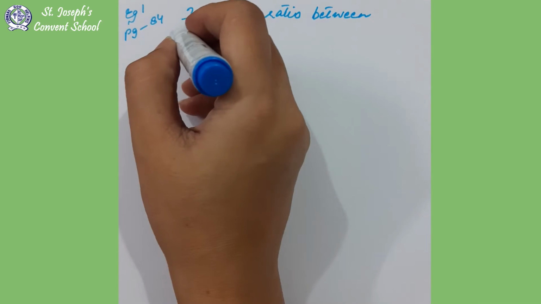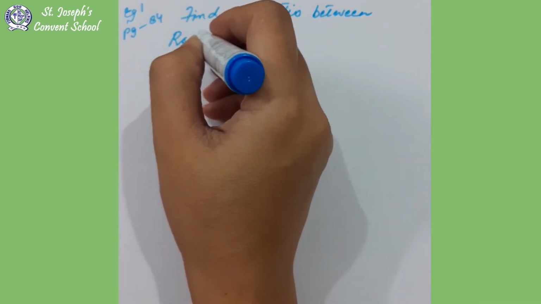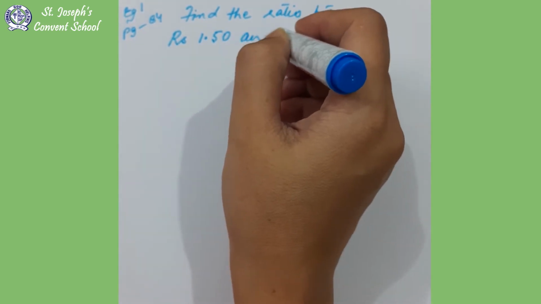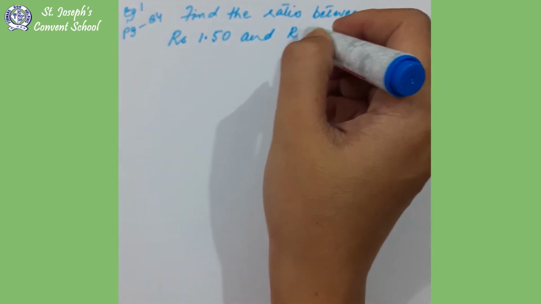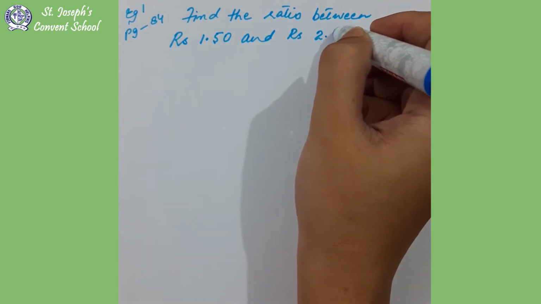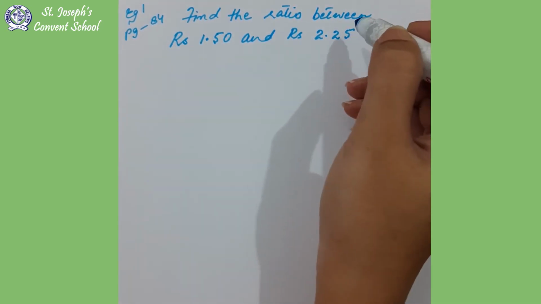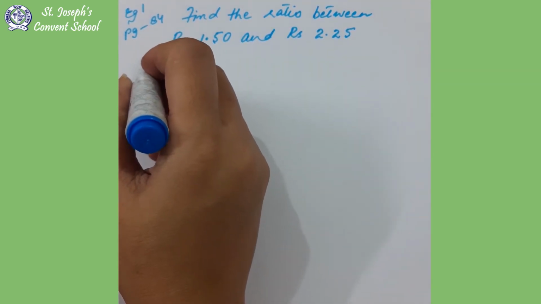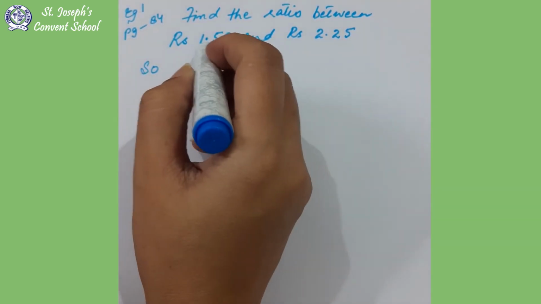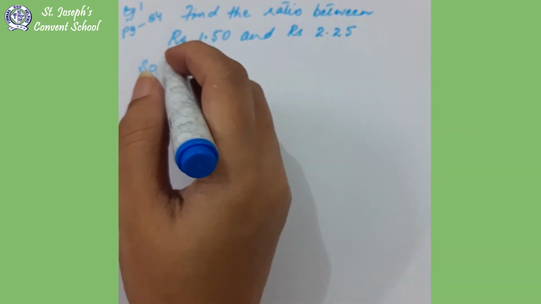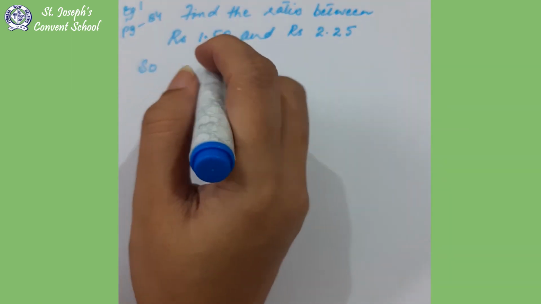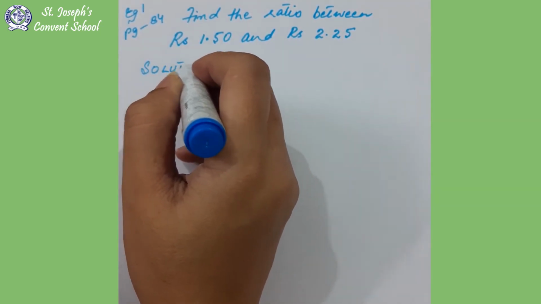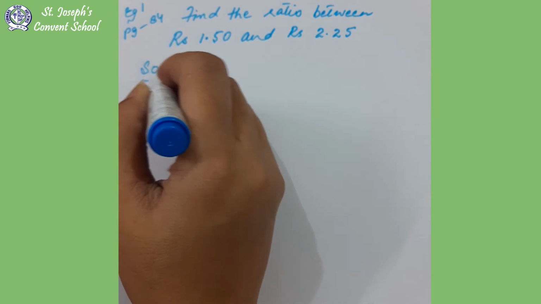You have to find the ratio between rupees 1.50 and rupees 2.25. So you have to find the ratio between these two. These two values are given, the price is given, so you have to find the ratio between them. Let me solve it.